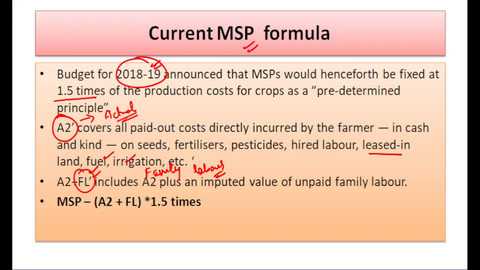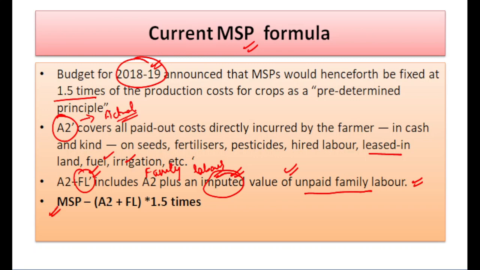Now that also has been considered under the current MSP formula, wherein the imputed cost of the unpaid family labor. The farmer won't pay any wages to the family members. That is why the term imputed cost. Even though that is not actually paid, it is an economic cost for the overall economy, because someone is working there. If they would have worked in some other place, they would have got that income. That is why the imputed cost of unpaid family labor is also considered.